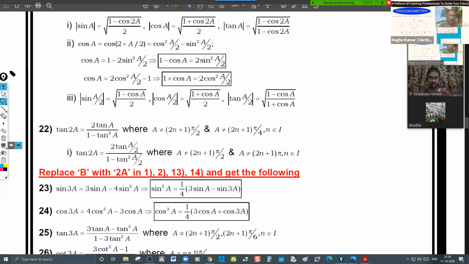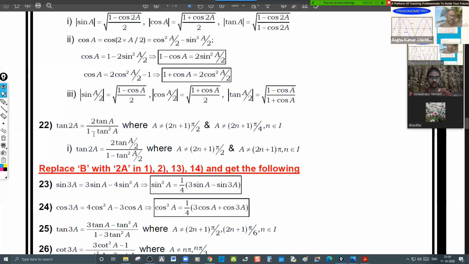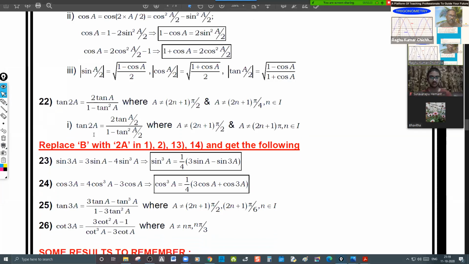Check it out. Now, this is what we have derived for multiple and submultiple angles. Multiples mean 2a, 3a, 4a. And submultiples are, here this is wrong, this is not 2. Tan A is 2 tan A upon 1 minus tan square. This is submultiple. Sine 3a, cos 3a, tan 3a are multiples. You can even derive cot 3a also, but when you know tan 3a, you need not remember cot 3a. Even if you remember, that will be good.